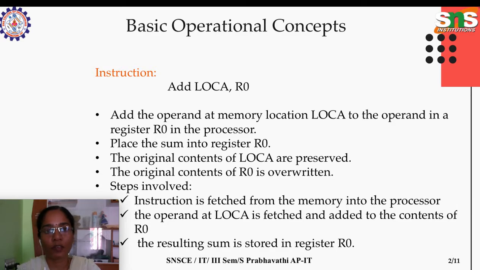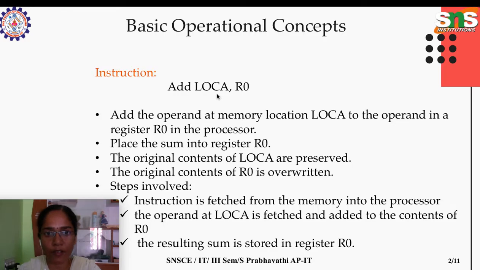Here we are going to see how an operation is carried out inside the processor. Consider one example. Consider this as an instruction: Add location A comma R0. Here the instruction is addition. Add is the instruction, and it adds two operands. Location A and R0 are the operands. Location A is the first operand that is stored in the memory, which has to be fetched and processed by the ALU.